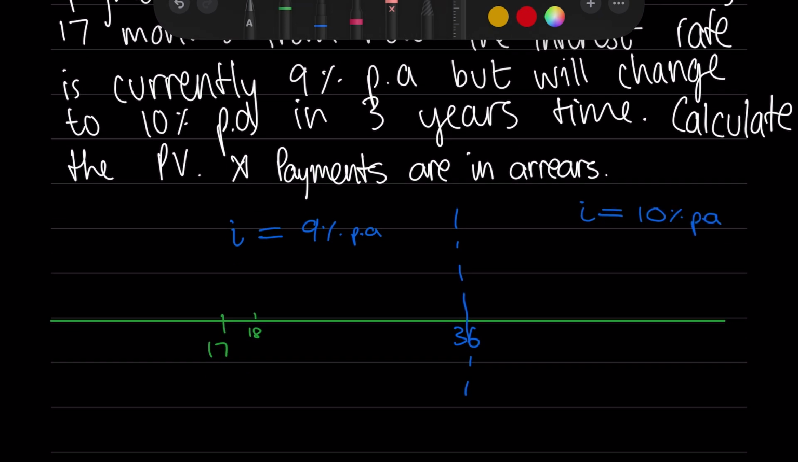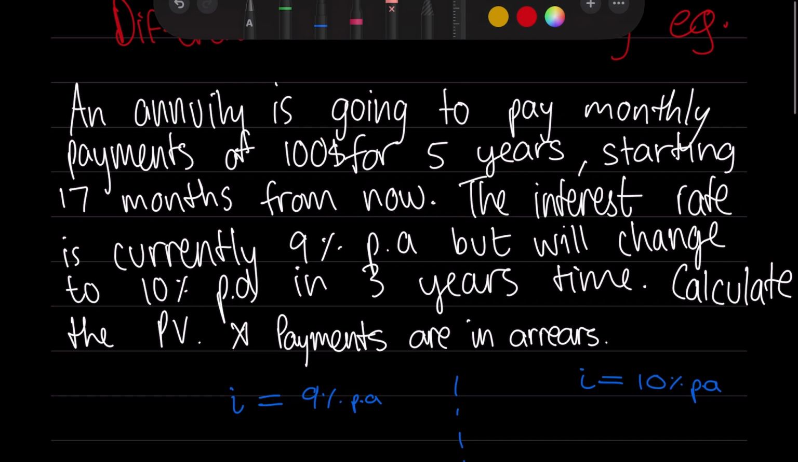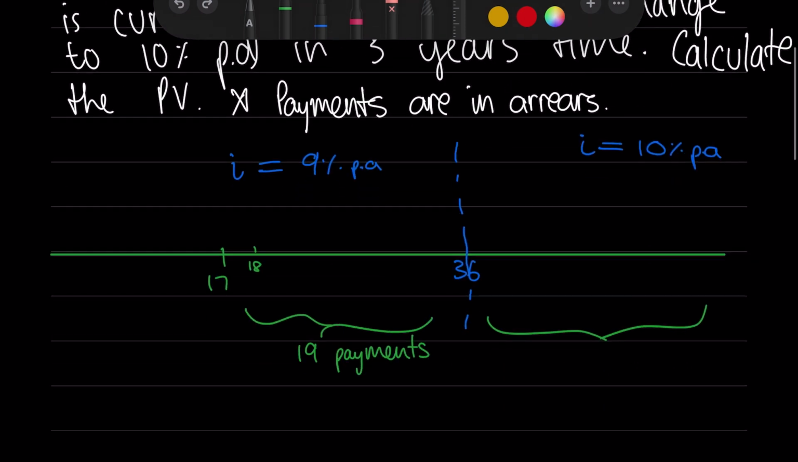So let's quickly work out how many payments we're going to have. Over here, if we go 36 take away 17, that's going to give us 19 payments. So here we're expecting 19, and that's under the 9% interest rate. And then we said we're receiving payments for 5 years. So 5 years is how many months? That's 60 months. So then 60 minus 19 will give us 41 payments that we're expecting under the 10% interest rate.